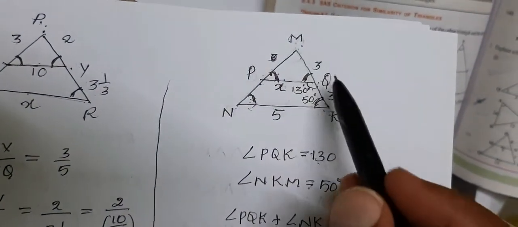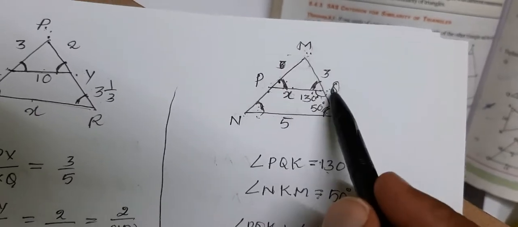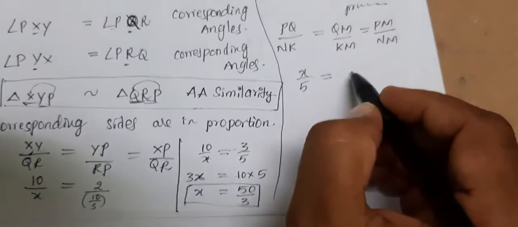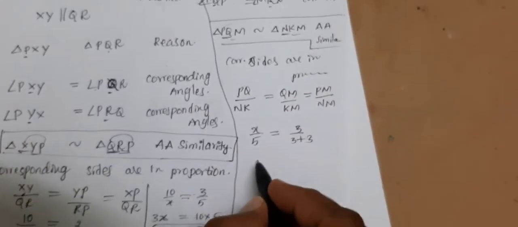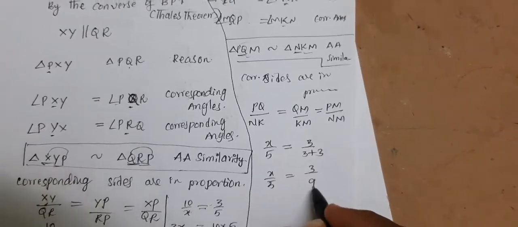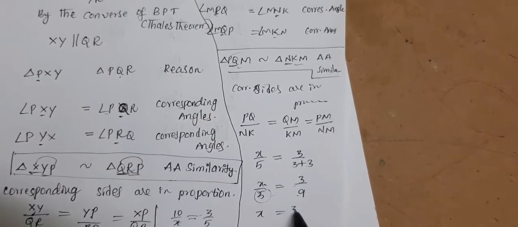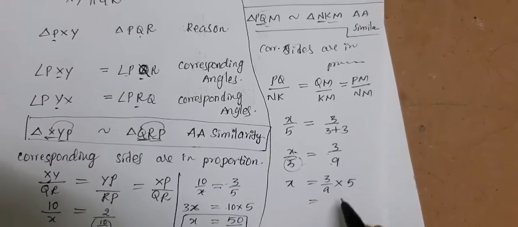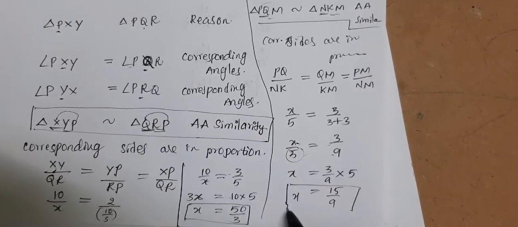QM is 3, MK is 3 plus 3. So 3 by 3 plus 3. So x by 5 equals 3 by 9. Cross multiplication. Let's send this 5 to that side. x equals 3 by 9 into 5. 3 fives are 15 by 9. So this is the x value.